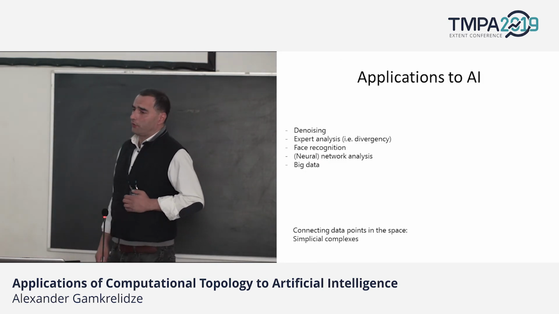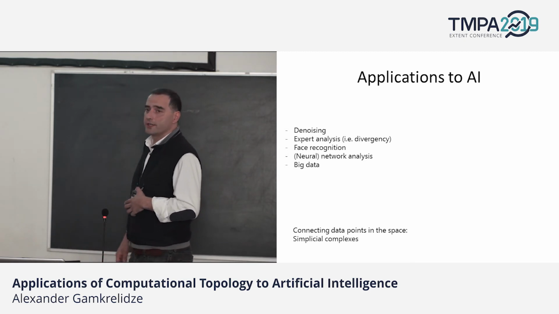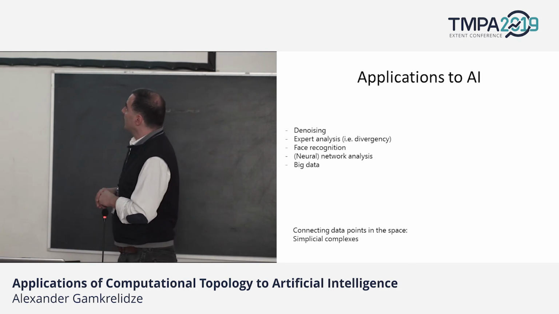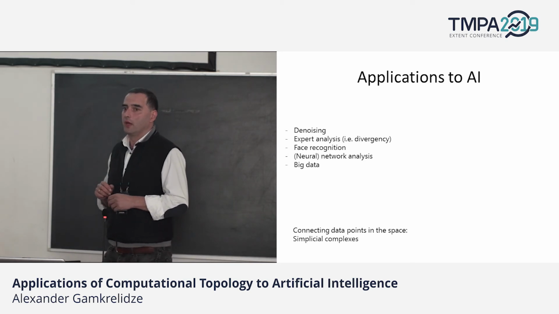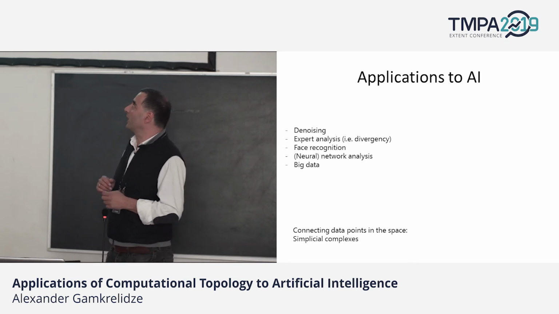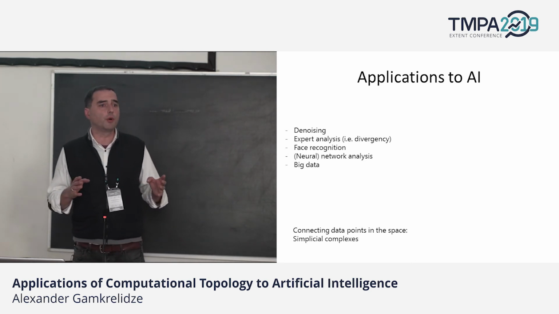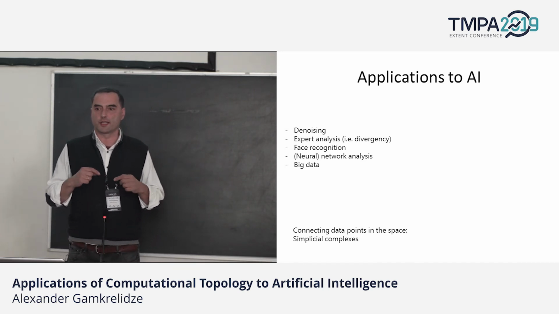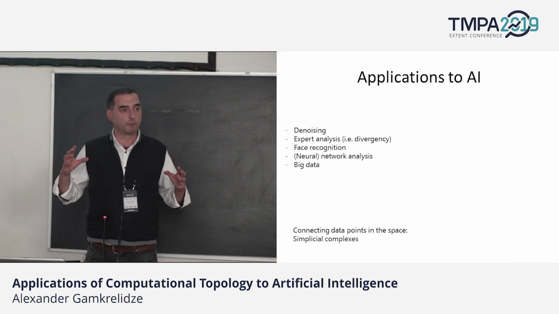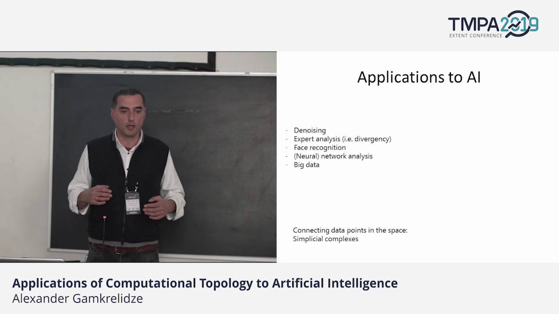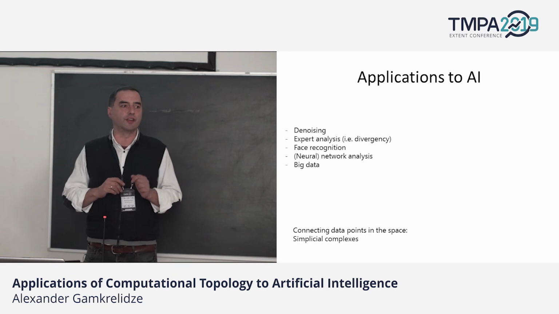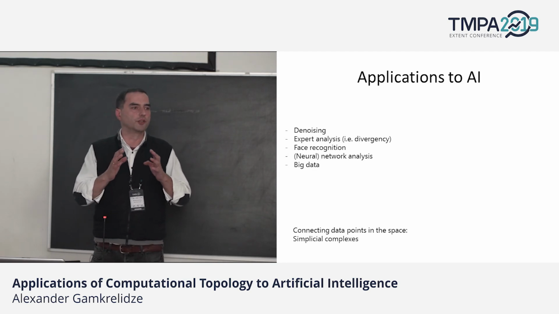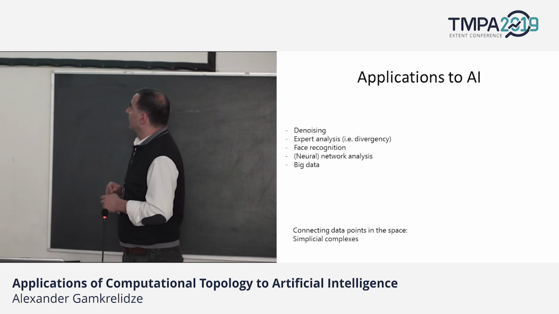Well, and what kind of applications can we have with it? It's, of course, denoising. Denoising, I mentioned already. It's expert analysis. For example, we have estimations of different experts, but there should be some divergences. But if we have many experts in a field, the divergences will be like noise. So we can examine the data in the sense of persistent homology and look at the data that is short-living. And this can be observed as the divergence from the normality of the expert analysis.